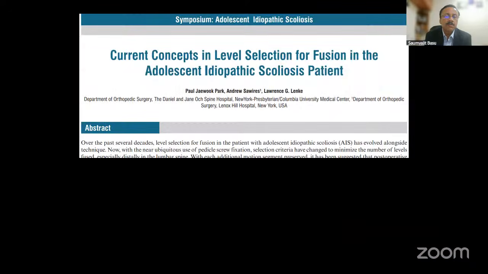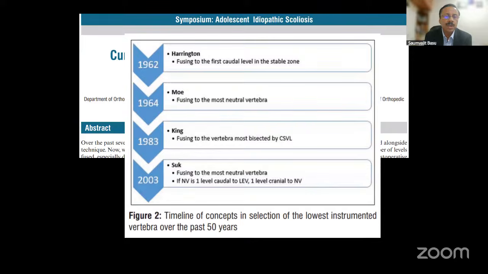I would quote this article from the ISJ, one of the few articles in ISJ which Dr. Lenke himself has written. And he has beautifully marked out how the LIV has developed in the last 4 or 5 decades. In 1962, Harrington published fusing to the first caudal level in the stable zone, and Moe said that fusing was importantly to be the most neutral vertebra. 2 decades later, King came out with his publication in which he classified his King 1 to King 5 curves, and fusing to the vertebra most bisected by the CSVL was what he recommended.